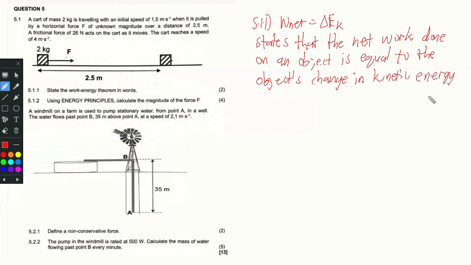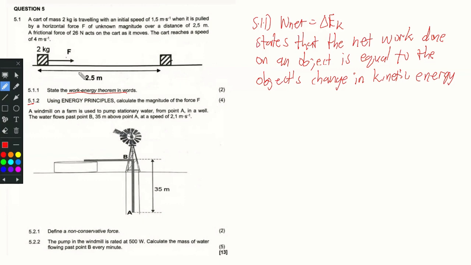So the work-energy theorem states that the net work done on an object is equal to the object's change in kinetic energy, right? And then that's how we go. Then 5.1.3: using energy principles, calculate the magnitude of force F. We just defined the work-energy theorem. So obviously, if they're saying use an energy principle, the closest energy principle that we can apply is the work-energy theorem, right? And also considering that we are working with what?